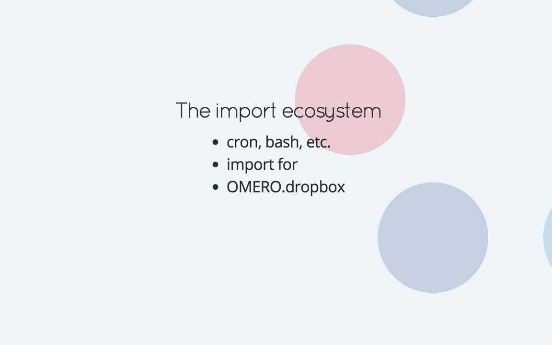Right, coming on to the final part of the talk, looking at the wider import ecosystem. I'm not really going to mention cron or bash here, but clearly given the things we've just talked about, you can actually use things like cron and bash to script solutions for various import problems, either by providing shortcut commands for doing a lot of the stuff we've just done, or by importing on demand depending on acquisition systems, or importing overnight, etc. What I will talk about is import for, which is importing on behalf of someone else, and then a little bit about Dropbox.